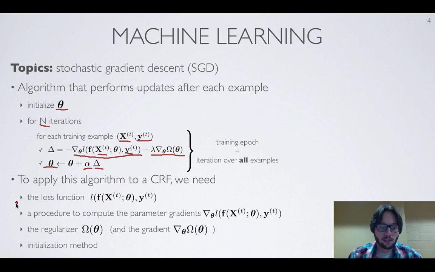And so again, I have to specify a loss function. I specify a procedure for computing the gradient with respect to the loss function. I also have to specify the regularizer and its gradient as well as the initialization method. So these two parts are not really going to change, so we're not really going to discuss them. We'll focus on choosing a loss function and also specifying how we compute the parameter gradient. And in this particular video, we'll look at the loss function we'll optimize.